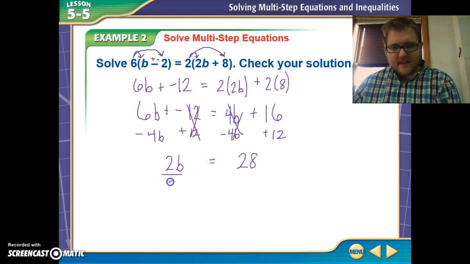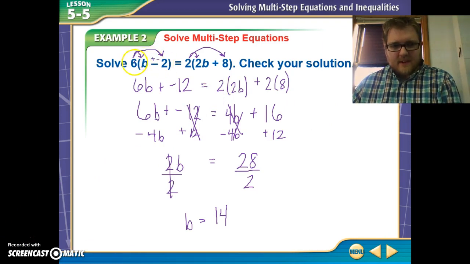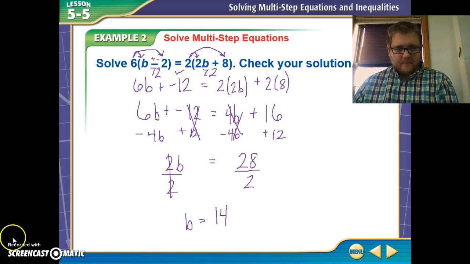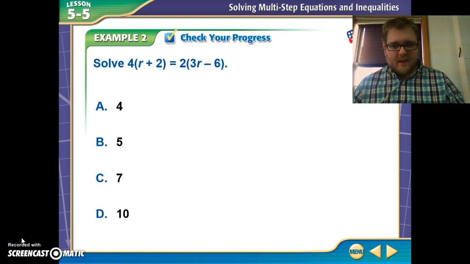So divide both sides by 2. b is equal to 14. And that's my final answer. If I double check, 14 minus 2 is 12. 6 times 12 is 72. We get 2 times 14 is 28, plus 8 is 36. 2 times 36 is also 72. So our answer is correct. So go ahead and try this problem out on your own.